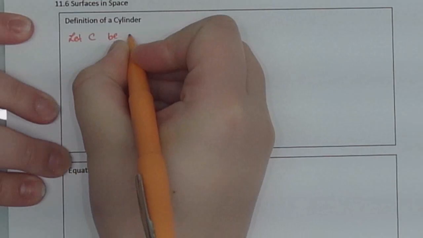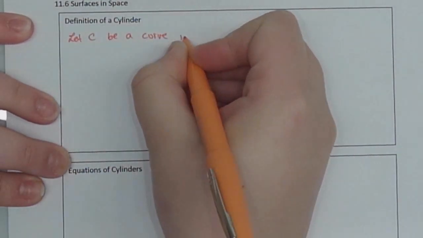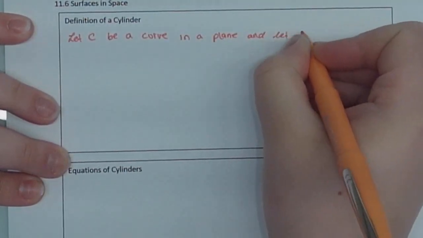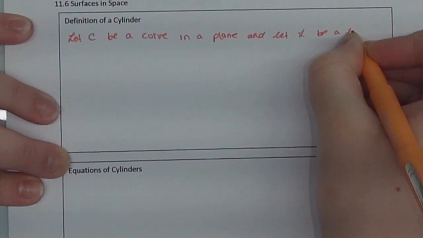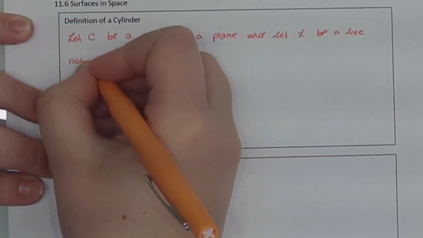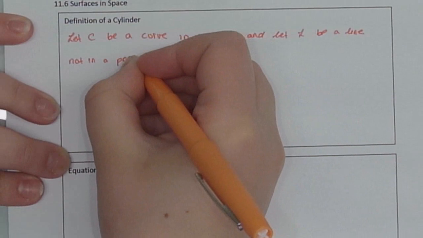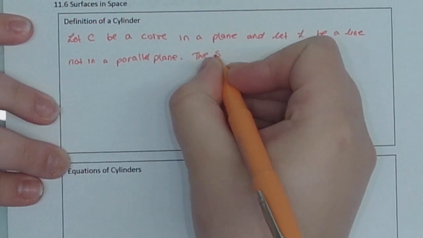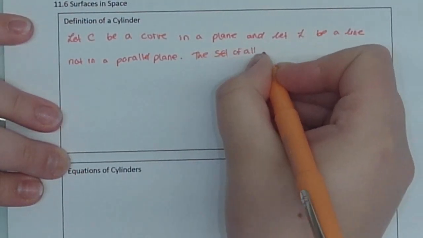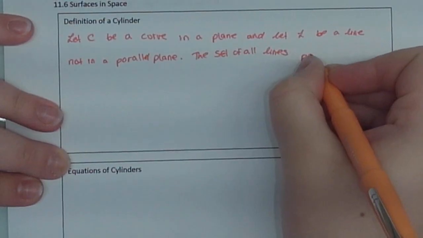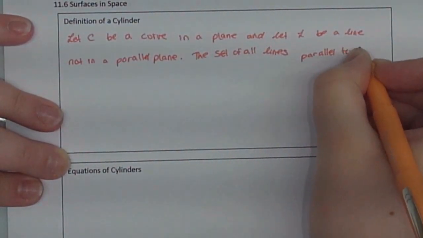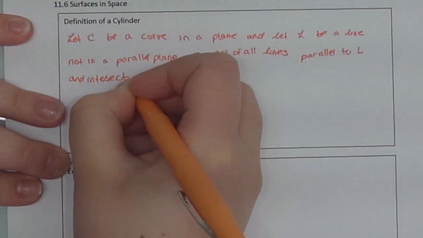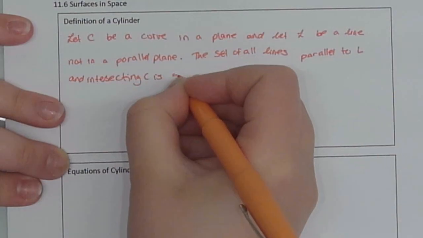So we're going to let C be a curve in a plane, and we're going to let L be a line, not in a parallel plane. The set of all lines parallel to L and intersecting C is a cylinder.